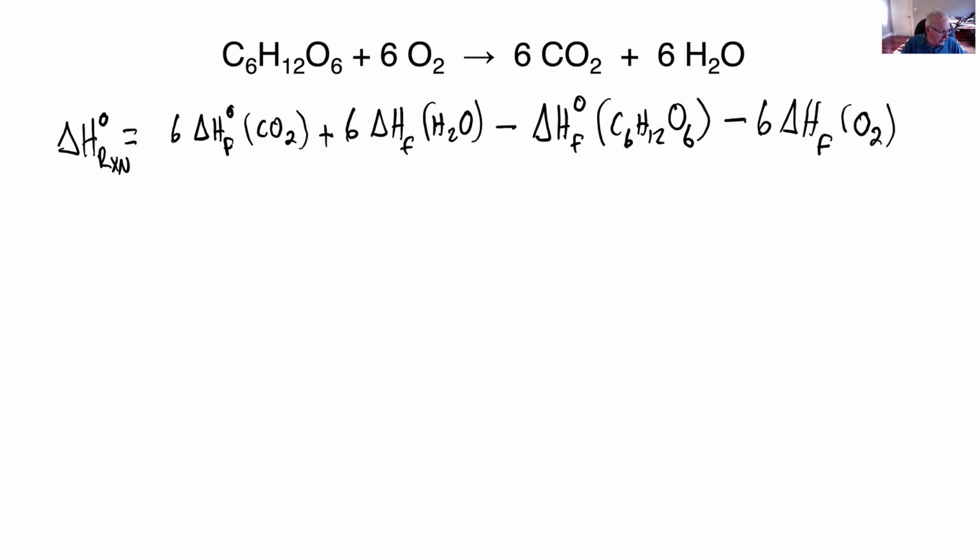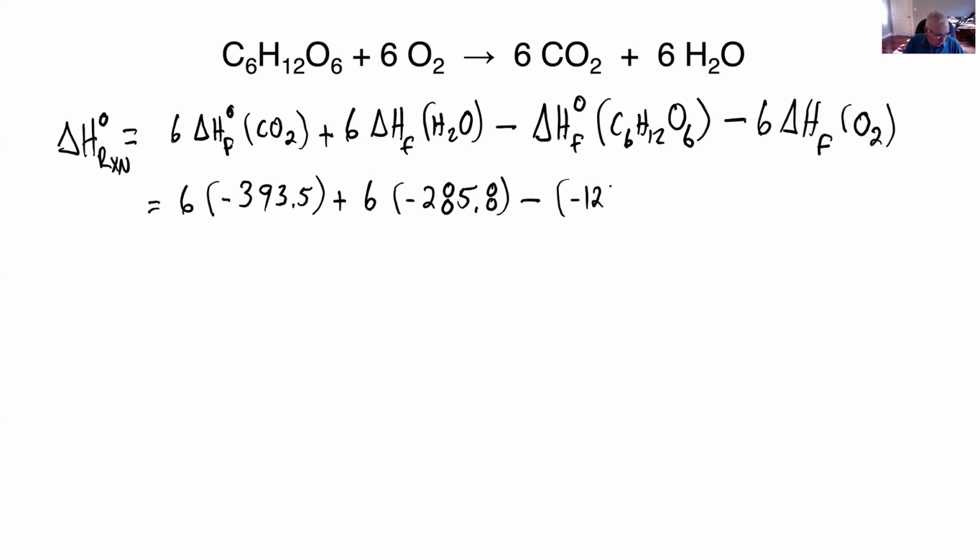Grabbing the numbers that were in the previous slide, this is equal to 6 times minus 393.5, and I'll talk about units separately afterwards. Plus 6 times minus 285.8 minus 1274.5 minus 6 times 0 for that last one, okay?